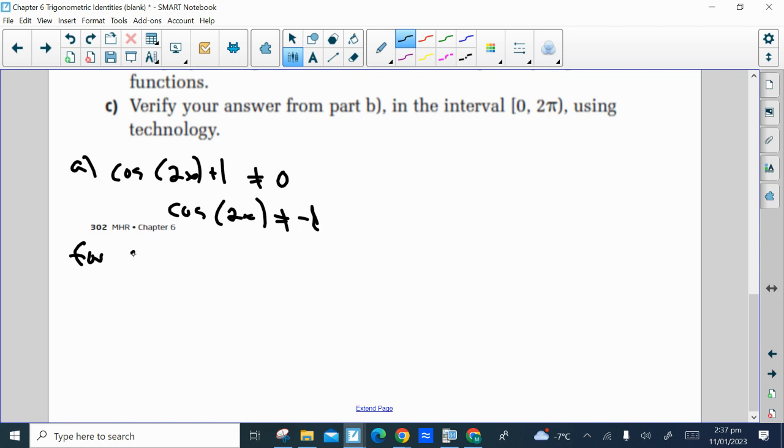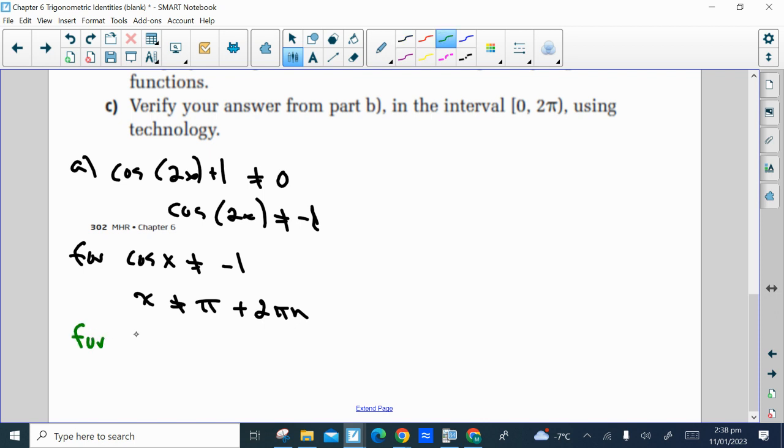What if it was just cosine of x not being able to equal negative 1? Remember that cosine is the x value, and the only place it equals negative 1 would be at pi radians. That's the point negative 1 comma 0. So x cannot equal pi radians, and every multiple of the period after that, which is 2 pi m. So those are the restrictions if it was cos x can't equal negative 1, but it's not, it's cos 2x.